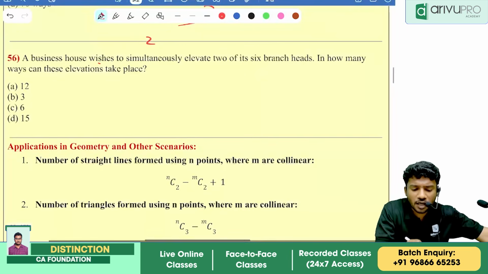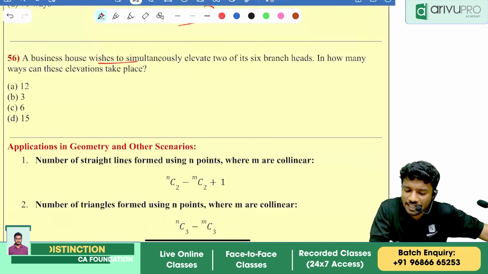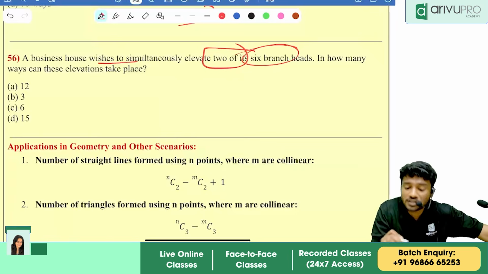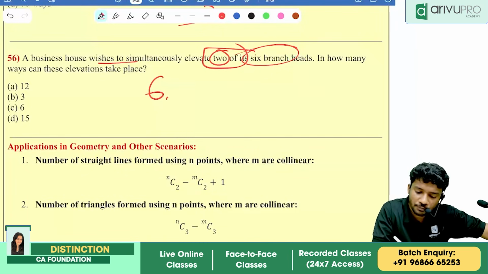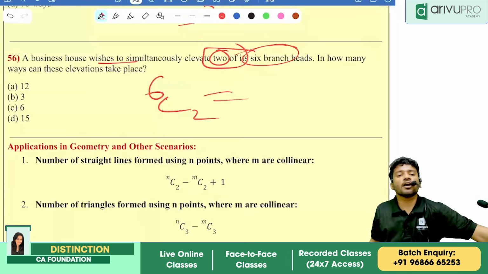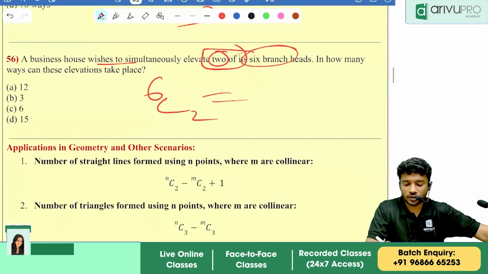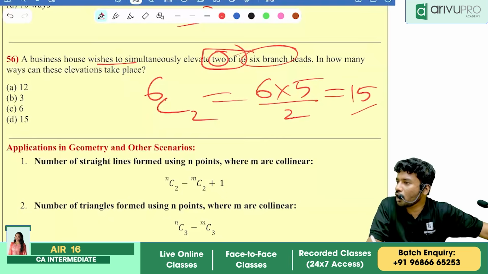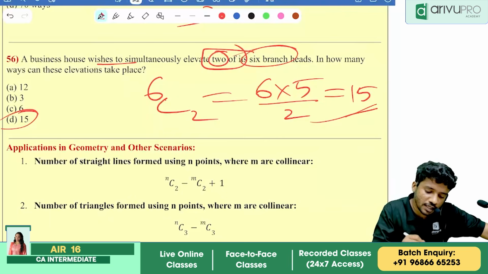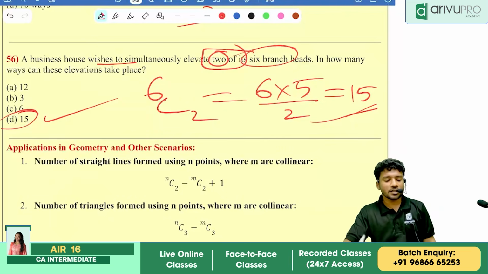A business house wishes to simultaneously elevate 2 of its 6 business heads. From 6 people, we are elevating 2 people. It can be done in how many ways? 6C2 ways. 6 into 5 divided by 2, which is equal to how much? 15 ways, which is the answer. Option D is the answer.